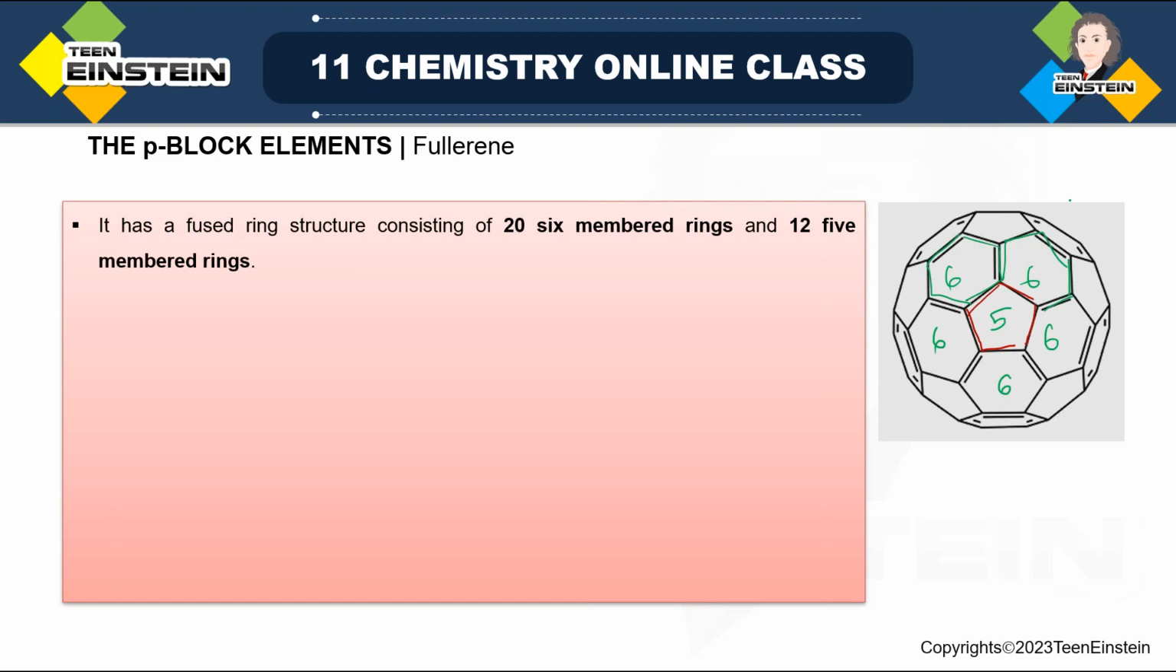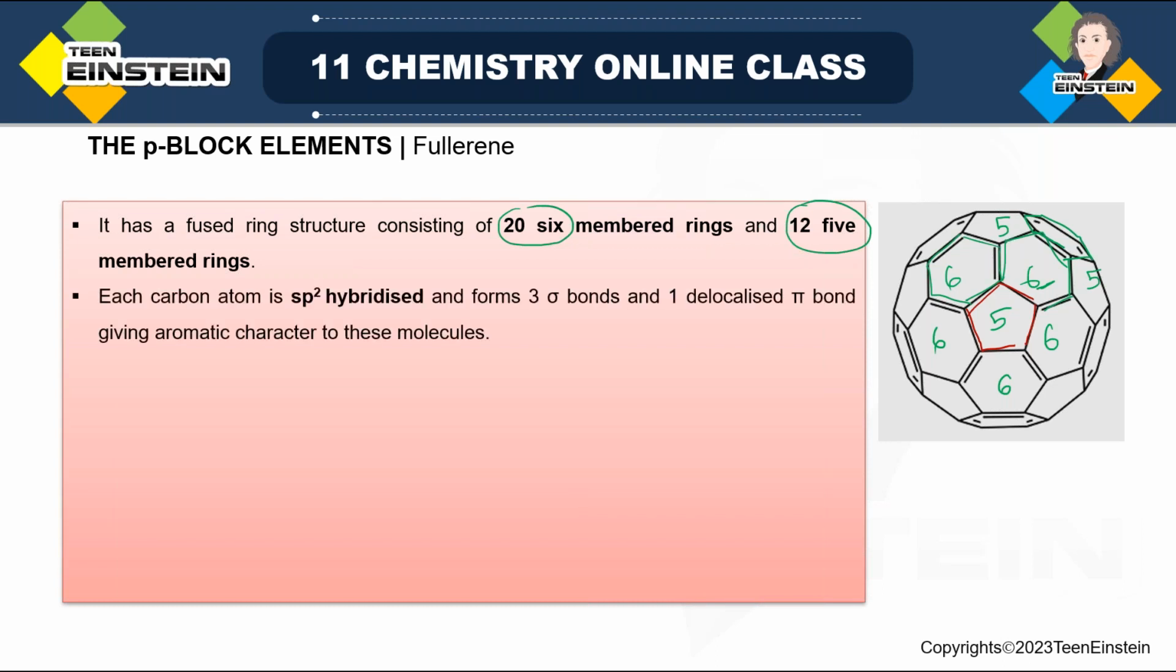And what about the 6-membered ring? See, this is one 6-membered ring, and surrounding it there is another 6 and there is a 5 also. So surrounding a 6-membered ring, there may be both 5 and 6, but when a 5 is at the center, surrounding it only 6-membered rings are there. But how many? It has a fused ring structure consisting of 20 6-membered rings and 12 5-membered rings. This is important information.